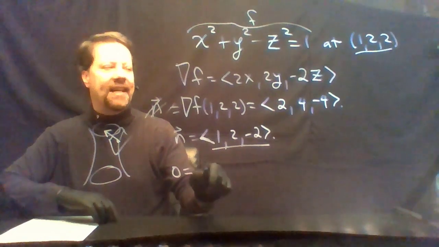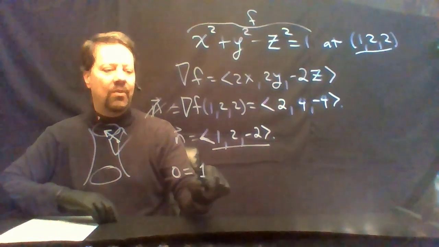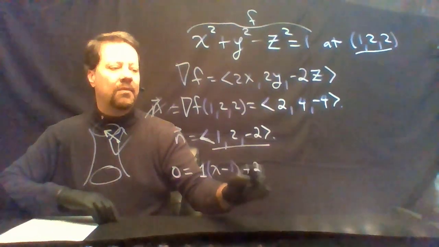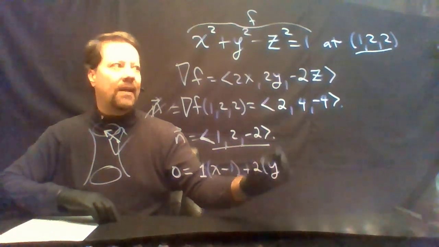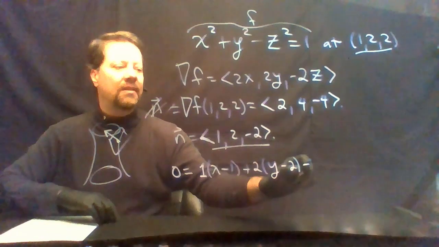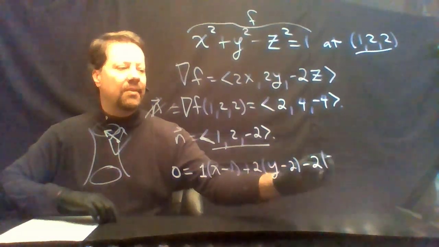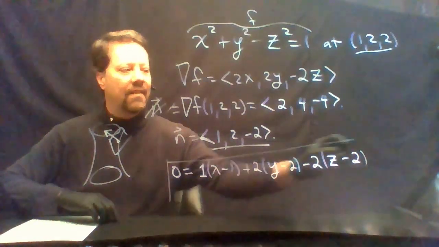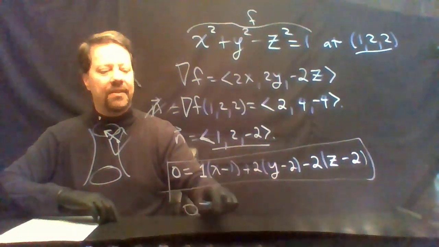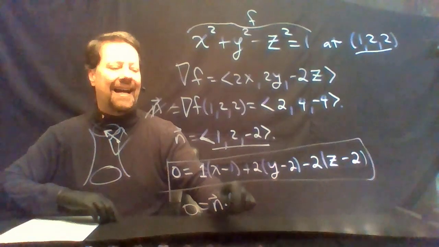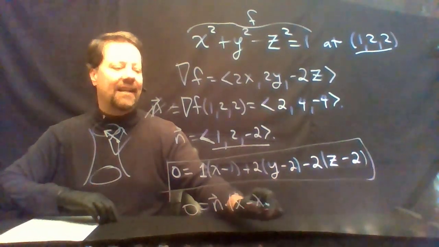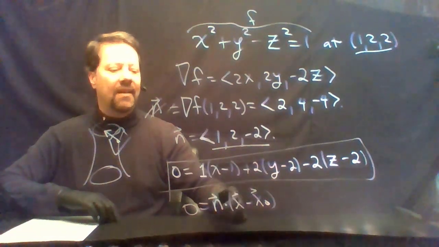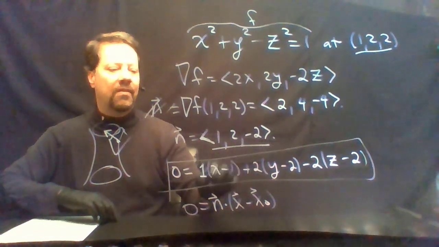The equation of the tangent plane then will be 1 times (x minus 1) plus 2 times (y minus 2) minus 2 times (z minus 2), using the formula 0 equals n dot (x minus x naught), where x naught are the coordinates of the given point, and n is the normal vector.